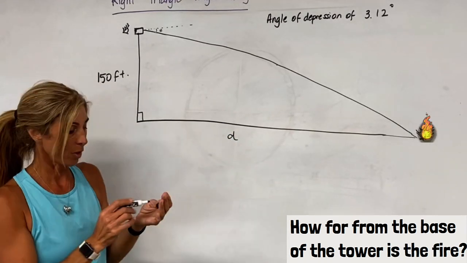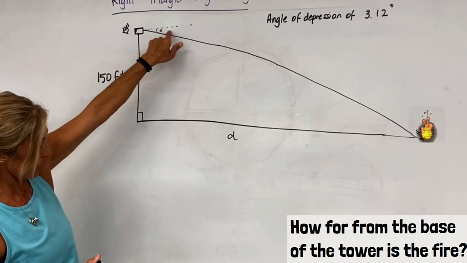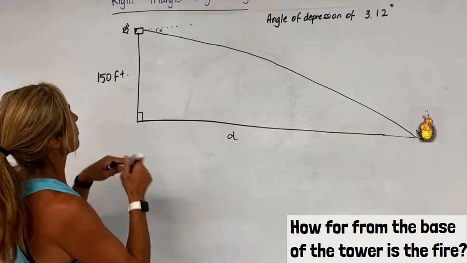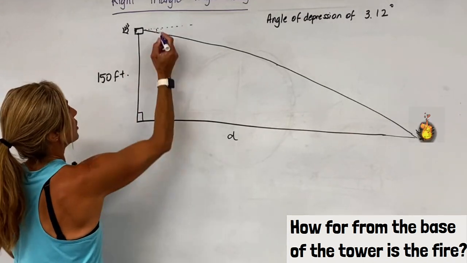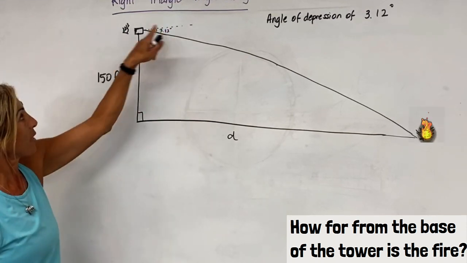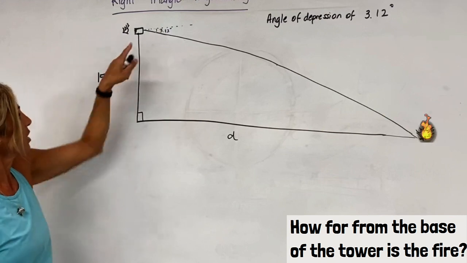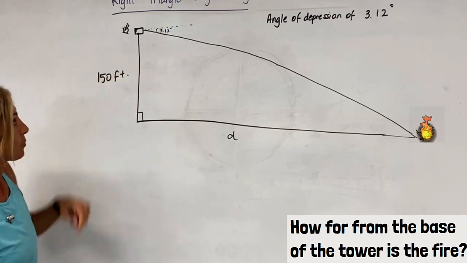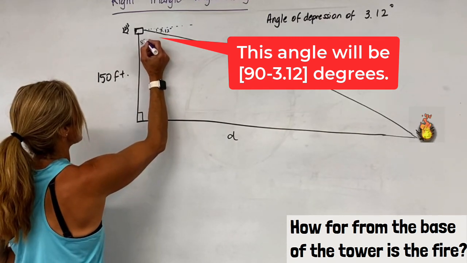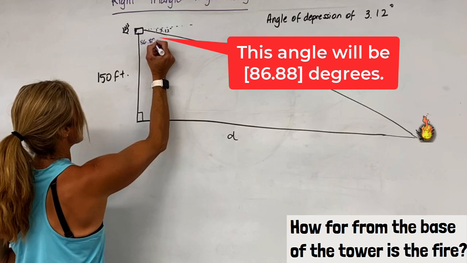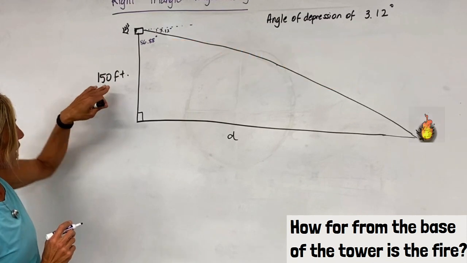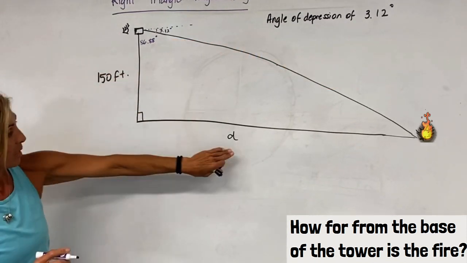So now we have to think creatively. If I know the angle of depression, what other angle can I complete? So if this angle is 3.12, we know that I would have a right angle here. So this angle inside this triangle happens to be 90 minus 3.12. So we have 86.88 degrees. So we have an angle, we have one side here, and we have another side here.